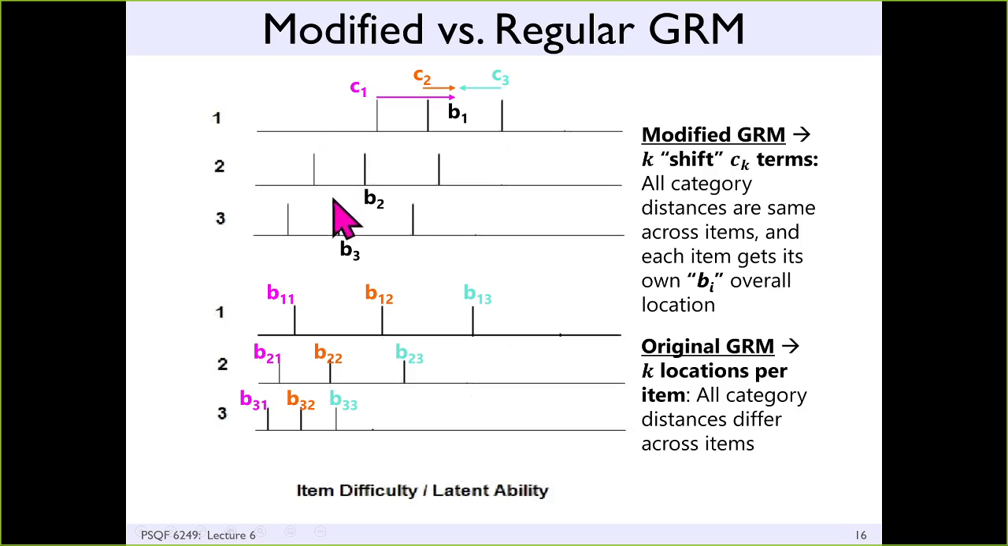So the top of the slide here on 16 is trying to illustrate what this modified model is doing. It is assuming that the distances between the categories are the same across items. Whereas in the bottom, this would be a typical graded response model, where the distances between categories don't have to be the same across items and they don't have to be equidistant.